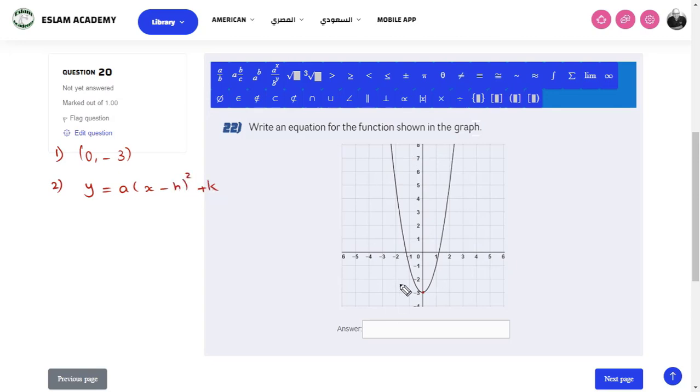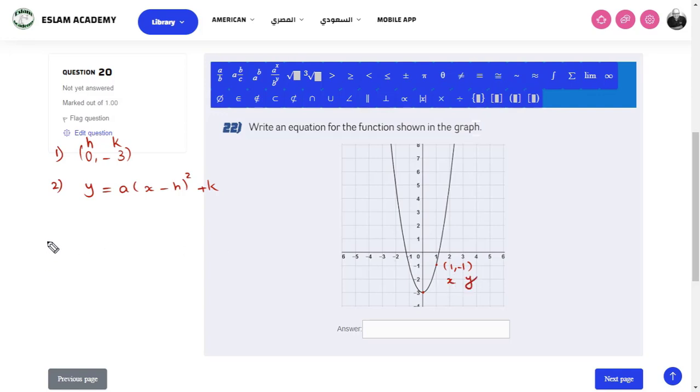By choosing any point that belongs to the parabola, suppose I choose the point (1, -1). So we have the vertex, which is (0, -3), and the parabola is passing through the point (1, -1). You can choose any point. The vertex is represented by h and k, and the point represents x and y.